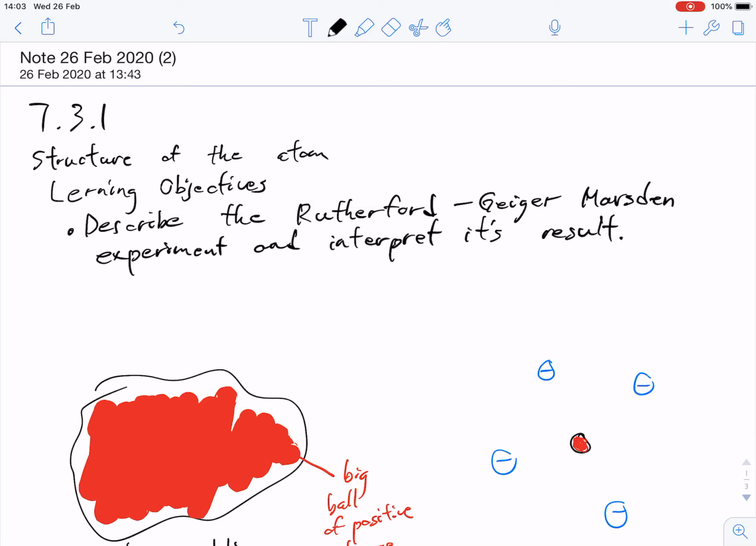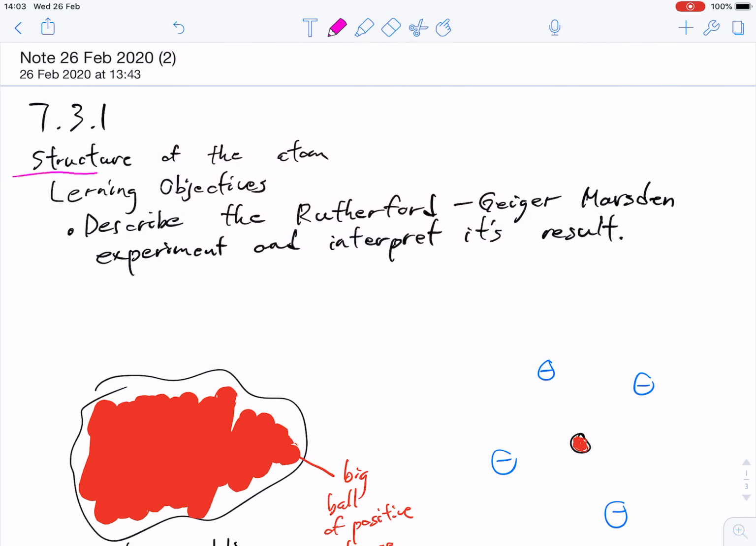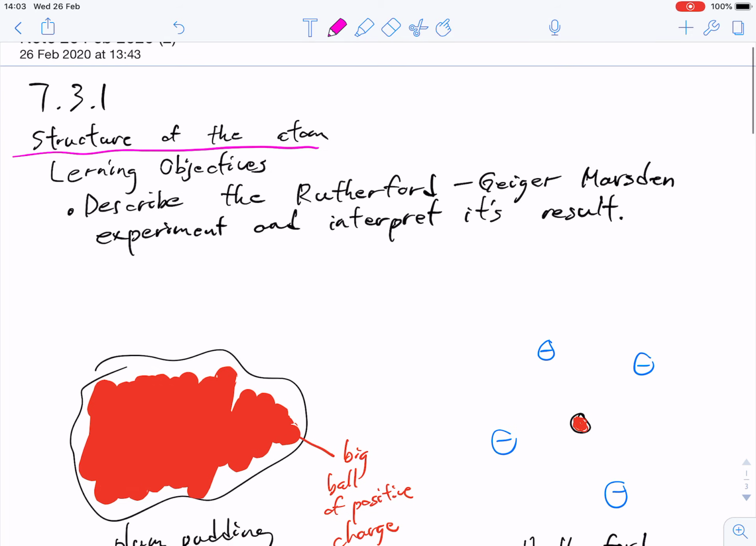This video is on chapter 7.3.1. We're in our nuclear and particle physics unit, and this time we're looking at the structure of the atom. The learning objective for this particular video is to describe the Rutherford Geiger Marsden experiment and interpret its results.